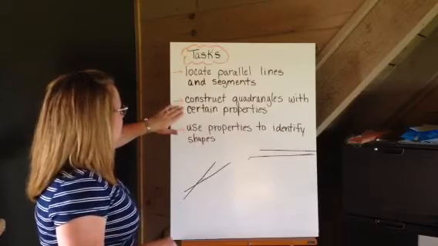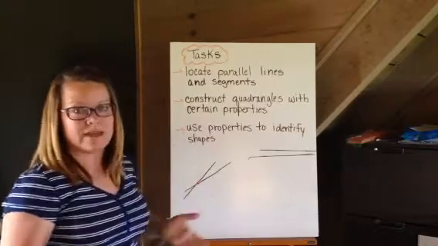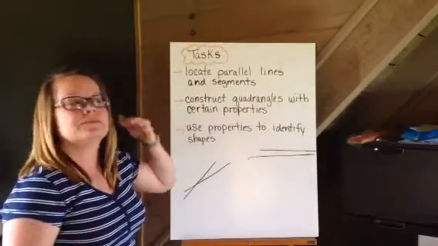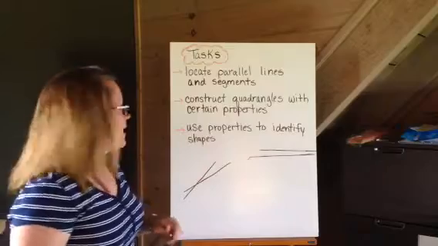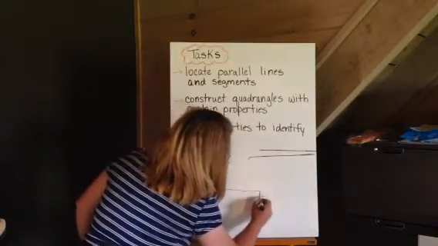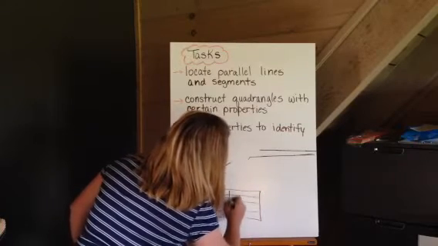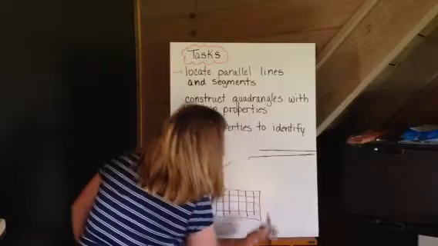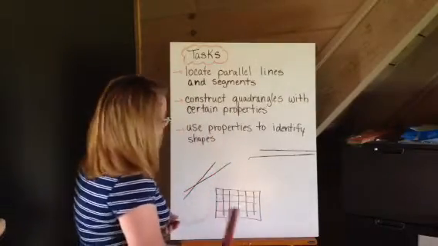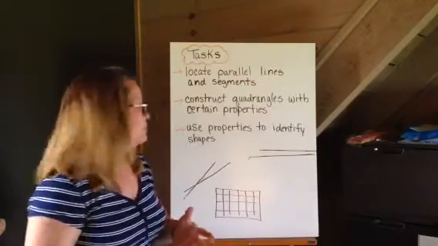So the next thing that you'll be doing will be constructing quadrangles with certain properties. So you might be asked to draw a quadrangle that has two right angles or something like that. So basically you'll be given a grid on your paper that will look something like this. And then you'll take your straight edge, your template or a ruler, and you'll go ahead and draw your diagram in there and make sure that it has the properties that it's asking for.